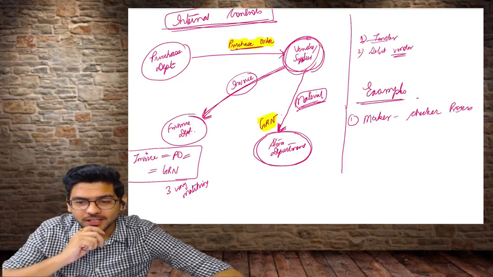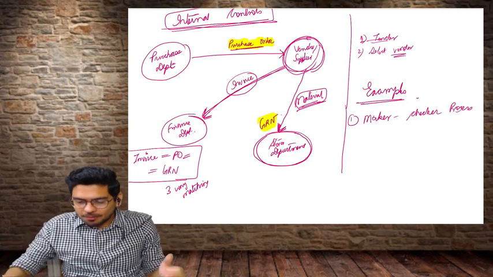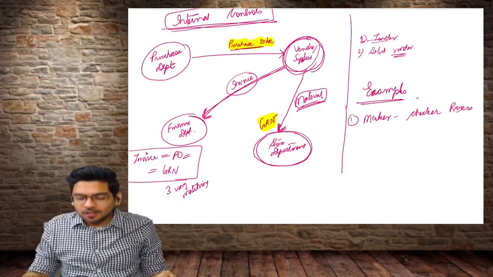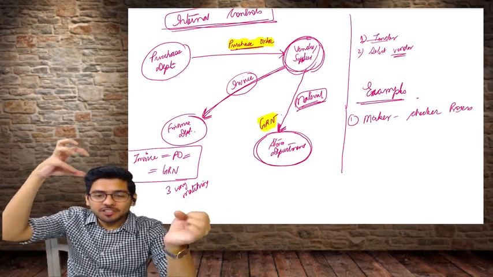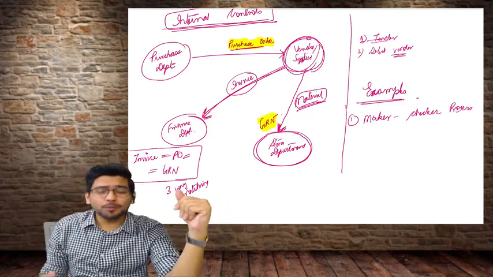Maker checker process. We are just discussing a few random controls. Maker checker process means if I have initiated a transaction, somebody else will check it. This is an example of internal control.